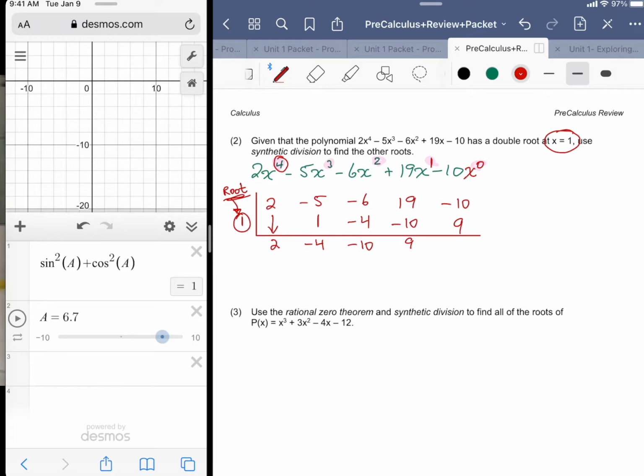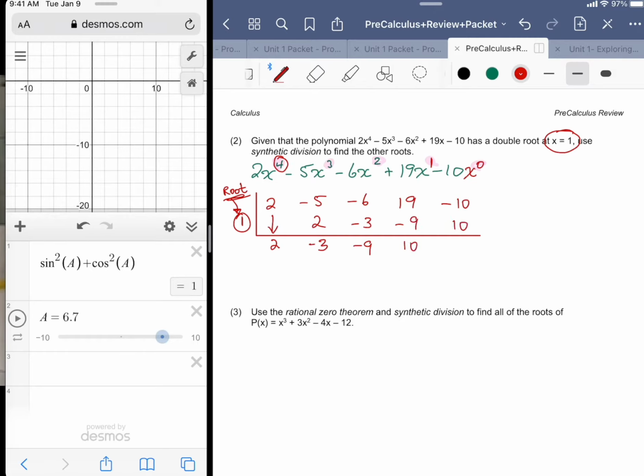So 2, -5, -6, 19, and -10. Pull down the 2. Oh, yeah. It sucks when it happens very early on in the solution. All right, yeah, so 2 times 1, fun fact of the day, is 2. All right, -5 plus 2 is -3, times the 1 is going to give you a -3, then -6 plus -3 is -9, multiplied by 1 is -9, which gives you a 10, multiplied by 1 is 10.